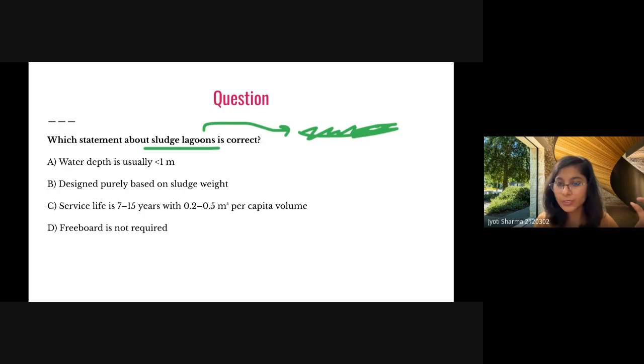I got Venkateshwara C. He also gave me C. Yes, so a sludge lagoon has a service life of 7 to 15 years, and it takes 0.2 to 0.5 meter cube per capita volume. The depth is less than 1 meter. This is not correct because the depth can increase. Design purely based on sludge weight, no, we have to consider more variables. Freeboard is not required, no, this is again the wrong statement. So C is the right one.